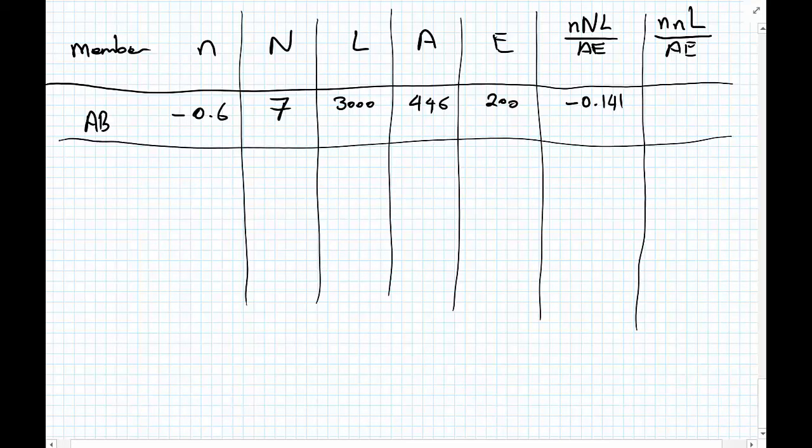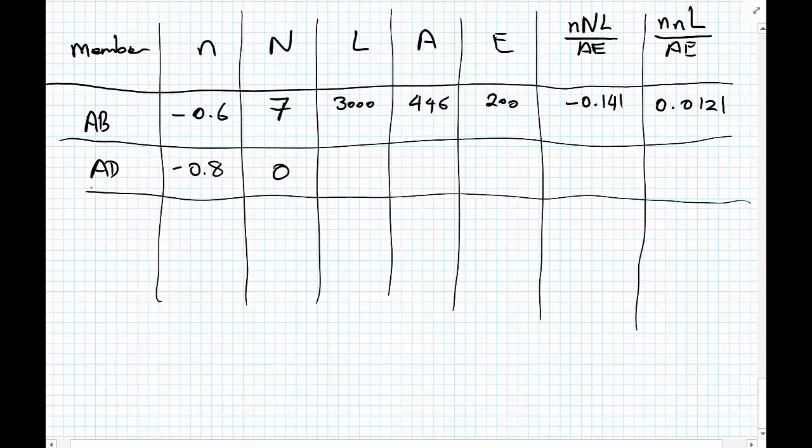Now AB is done with, we'll now calculate the nnL divided by AE. We'll be using the little n's, the unit loads, and we get 0.0121. And we're going to move on to AD. For the unit load, we had minus 0.8. From the real load, we had 0. The length of this member was 4,000. The area was the same, 446. The Young's modulus was the same, 200. Because we have a zero force member in the primary structure, capital N will be equal to 0. But in the redundant structure, we had real numbers for little n. We have 0.0287.